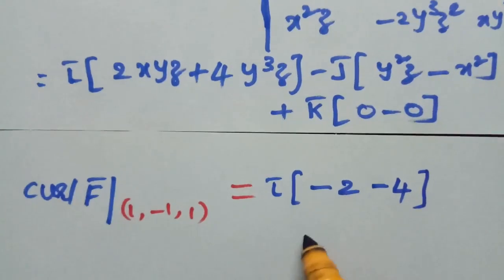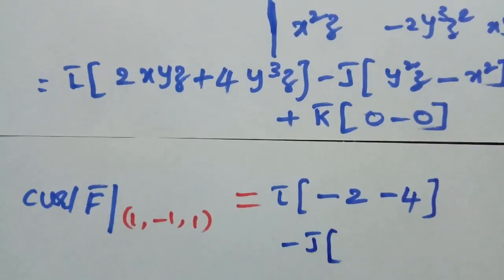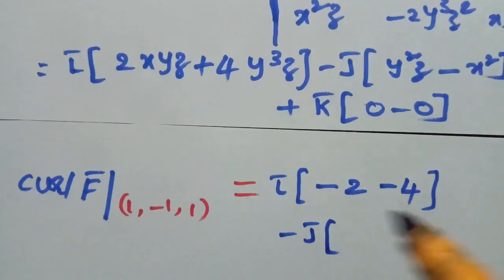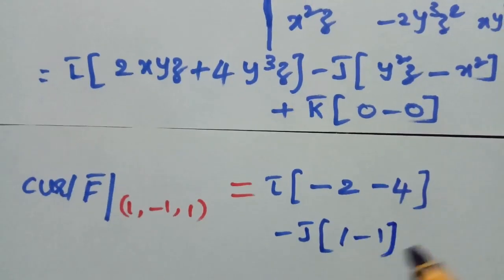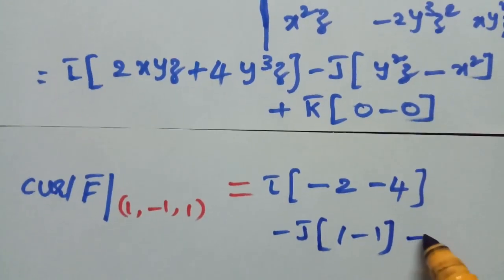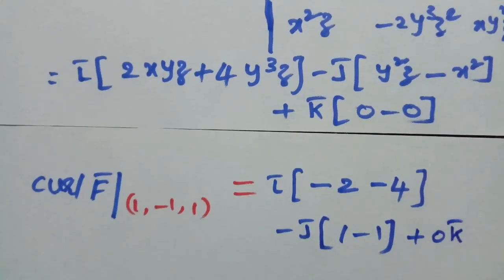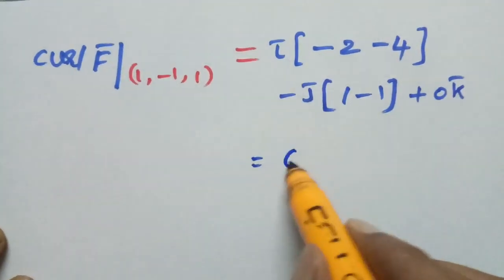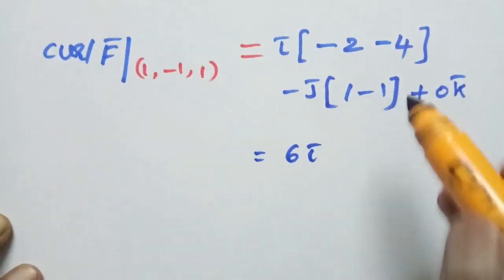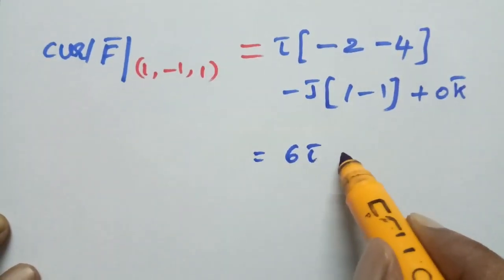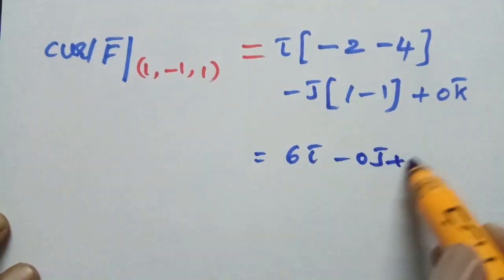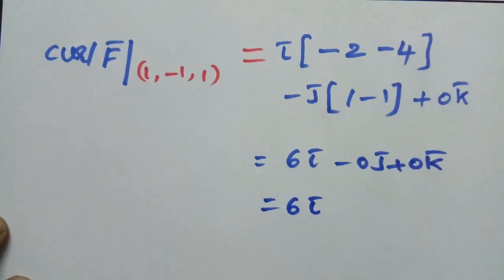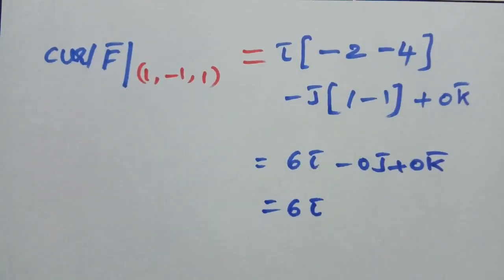Minus j bar into y square, minus 1 whole square, plus 1 into 1, 1 minus 1 square, plus k bar into, already 0. So therefore 0 k bar. Therefore this becomes minus 2 minus 4, 6 i bar, 1 minus 1, 0. So therefore 0 j bar plus 0 k bar, that means 6 i bar.